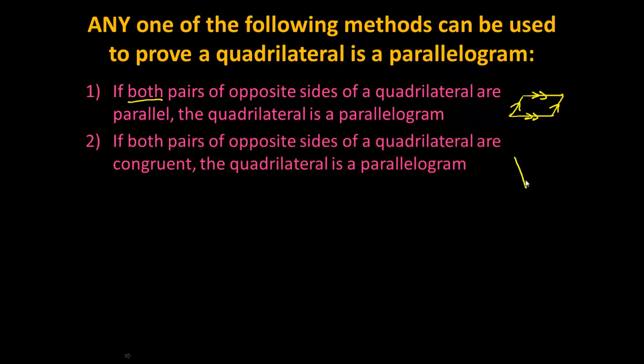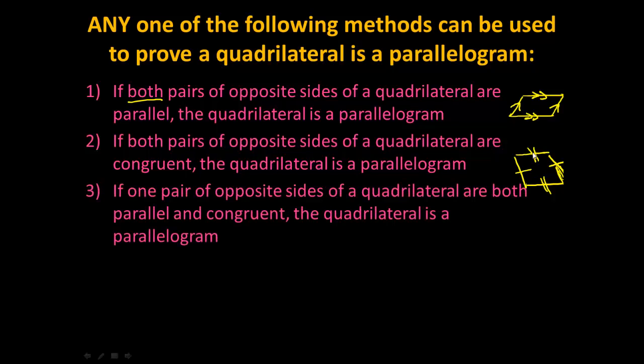If both pairs of opposite sides of a quadrilateral are congruent, then the quadrilateral is a parallelogram. So even though it doesn't exactly look right here, that's congruent to that, and that's congruent to that, you have a parallelogram. Number two was also both. For three, that's just one. If one pair of opposite sides of a quadrilateral are both parallel and congruent, the quadrilateral is a parallelogram.